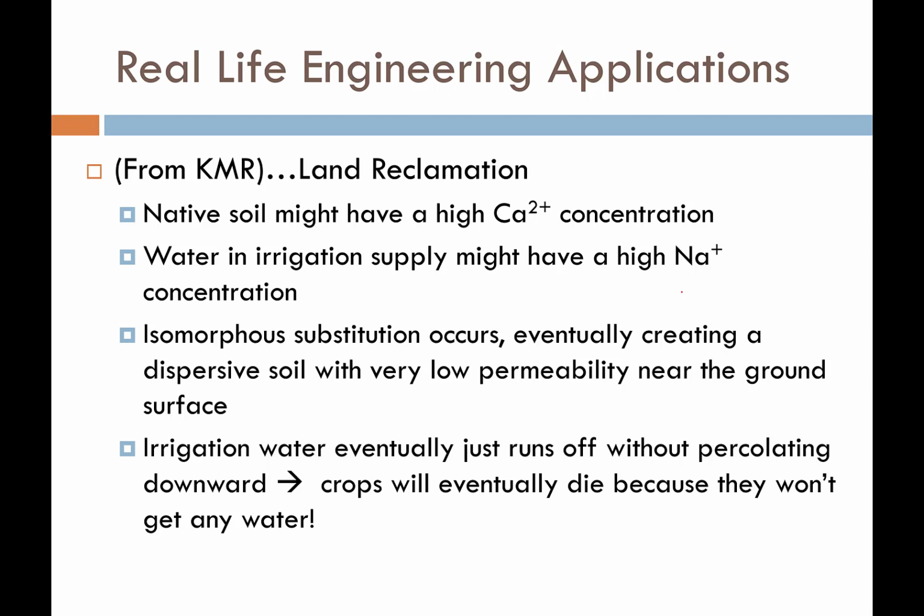Anyway, irrigation water might have a high sodium concentration. And so over time, as you irrigate the soil, isomorphous substitution will occur by itself. What it will do is create its own lens of dispersive soil, usually at a very shallow depth. Okay? And that dispersive soil will trap all of the irrigation water above it. In other words, it will perch that irrigation water and won't allow that water to seep down to deeper depths.